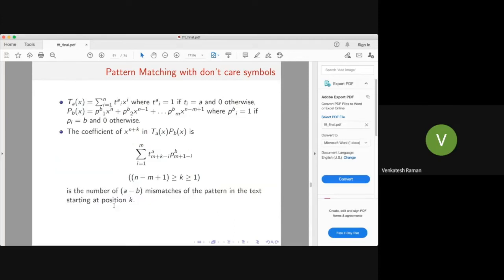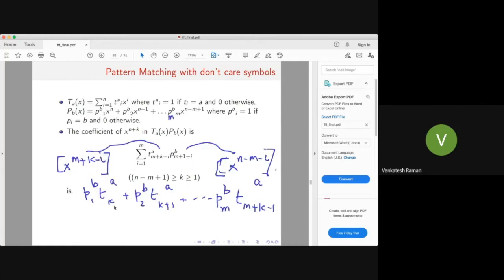Wherever the pattern has a B, the text has an A. Whenever there is a mismatch, this number computes this. So this is basically the coefficient of one term in the product polynomial. So now you try this for every k. If you compute this entire product polynomial and pull out these coefficients, they actually tell you the number of BA mismatches.